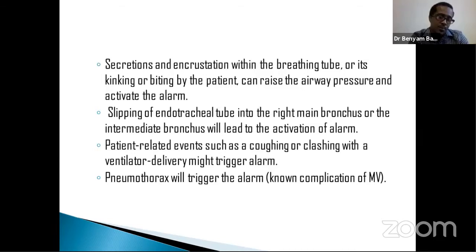The other cause could be slipping of the ET tube into the right main bronchus. We set the ET tube at a certain level of the trachea to ventilate both lungs, so the pressure will be distributed. If the tube migrates downward into the right bronchus and you apply the tidal volume or pressure, obviously the high pressure alarm will go off. So check whether the ET tube is where it was placed.